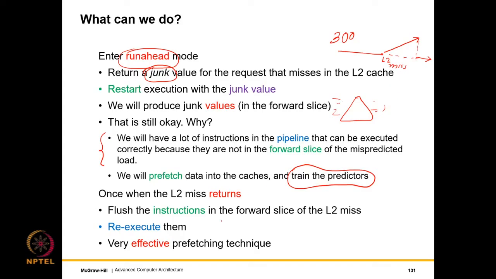Once the real data comes, we restart regular execution. So what do we do? We flush the instructions in the forward slice of the L2 miss. So either we can flush a large part of the pipeline or only those instructions that are in the forward slice. We re-execute them using a replay mechanism. And we resume regular execution. So this was regular, this was run ahead, right? Regular, run ahead and regular. So by doing this, we prefetch data and train our predictors.